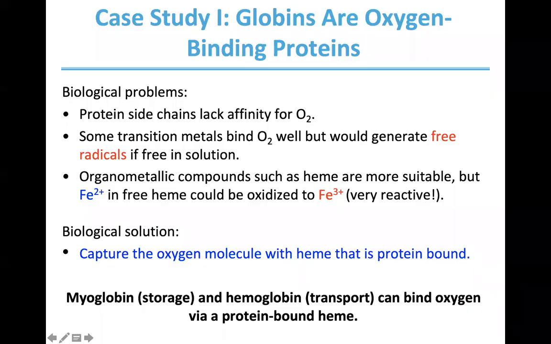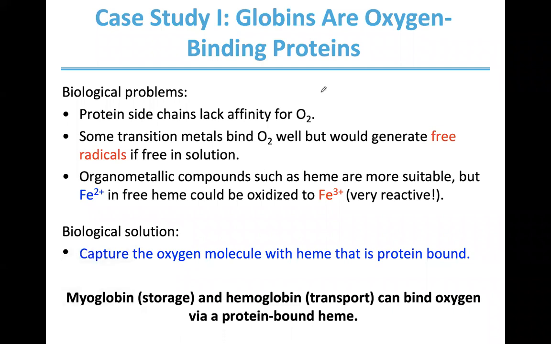So globins are oxygen binding proteins. So now let's look in much more detail at how hemoglobin and myoglobin accomplish their function. So the biological problem: protein side chains lack affinity for oxygen. Now keep in mind that oxygen is not very well water soluble.